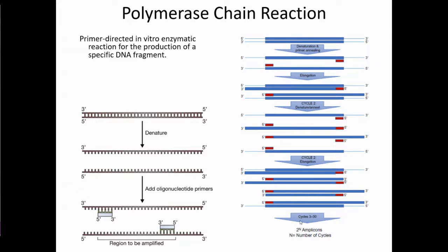For example, originally you have one double helix. That's 0 cycles, 2 to the power of 0, so it's 1. After 1 cycle, you have 2 DNA double helices, 2 to the power of 1. After 2 cycles, 2 to the power of 2, that would be 4. So you get 2 to the power of n amplicons, depending on the number of cycles. So that's a PCR reaction.